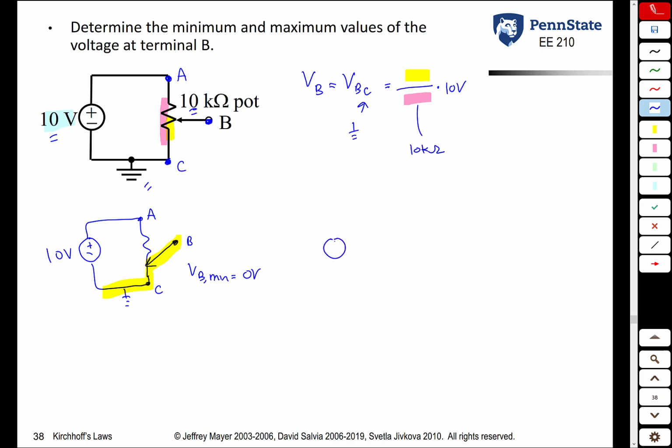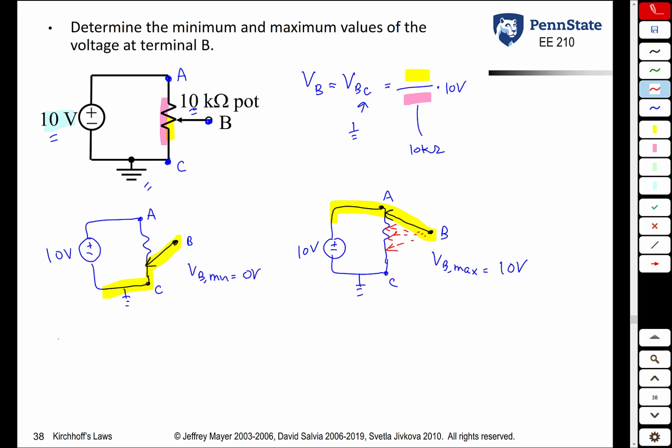Likewise, the other extreme, if you move the knob to the other extreme, here's point B, there's A, and there's C, we get the maximum voltage at terminal B is just the voltage being applied once again because now VB is connected directly to the plus terminal of the 10-volt source. And by moving that knob, we can now move this wiper blade anywhere here, and we can get any voltage we want between 0 and 10 volts.